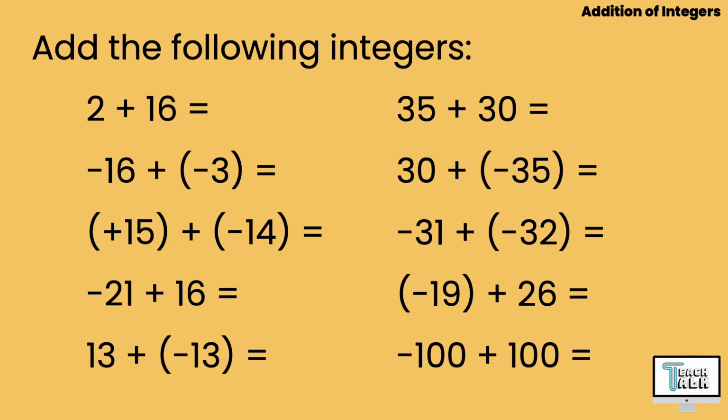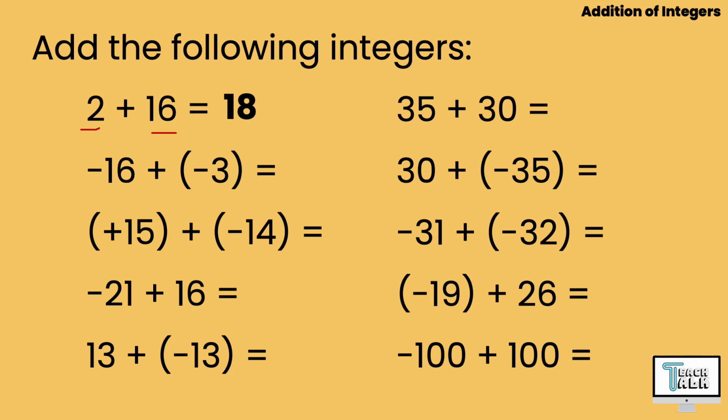2 plus 16. Madali lang to, right? 2 is positive, 16 is positive. That is same sign, right? So, copy the sign and then add the numbers. What are the signs of 2 and 16? That is positive. Second step, add the numbers. 2 plus 16 is 18. So the answer is positive 18 or just 18.